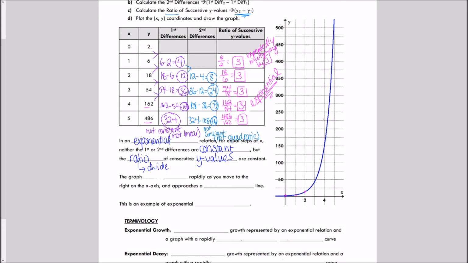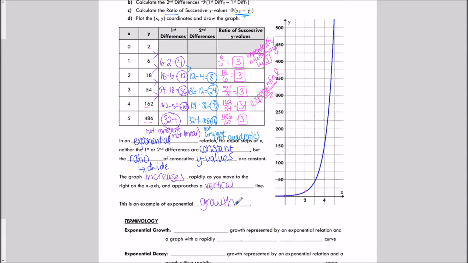All right, so the graph increases rapidly as you move to the right on the x-axis, and then what's going to happen is it's trying to approach like a vertical line right here. So it approaches a vertical line, okay? This is an example of exponential growth because it's getting bigger, okay?